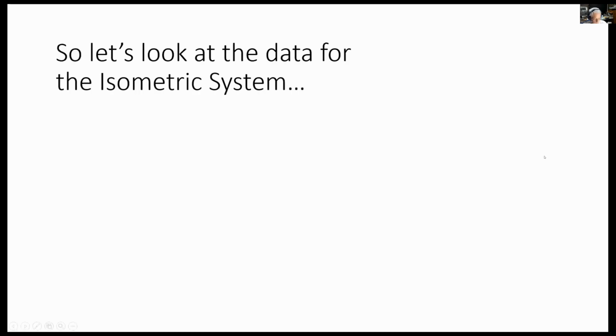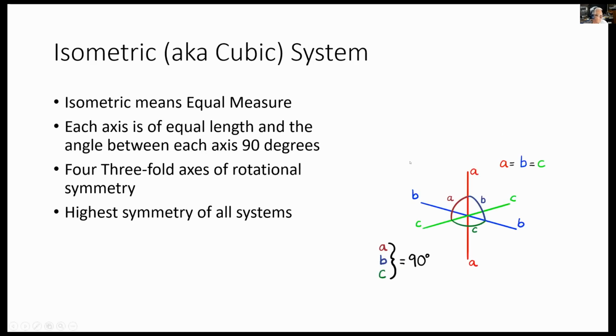Let's have a look at what the data is for the isometric system. First of all, it is called by a lot of people, and I tend to refer to it as, cubic rather than isometric. It means equal measure. So each of the axes are of equal length, and the angles are all at 90 degrees. And you know what a cube looks like. If you hold a cube in your hand, a Rubik's cube for instance, you can see that the angles are 90 degrees.